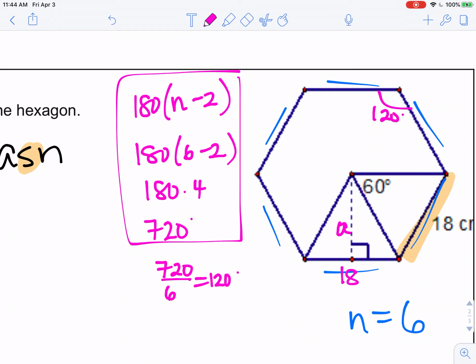And then if I'm going to bisect each angle, and there's my kids screaming.